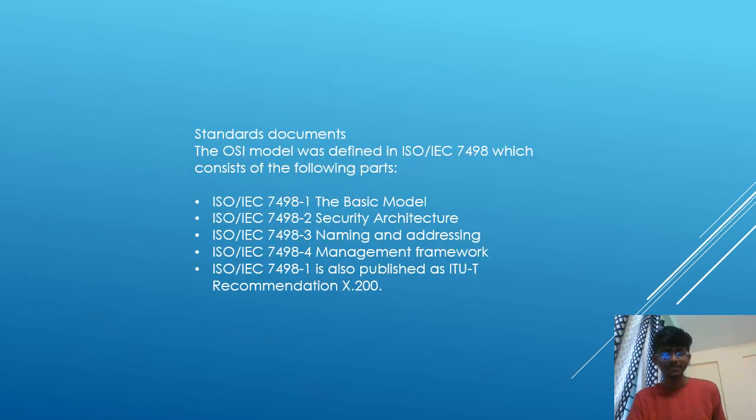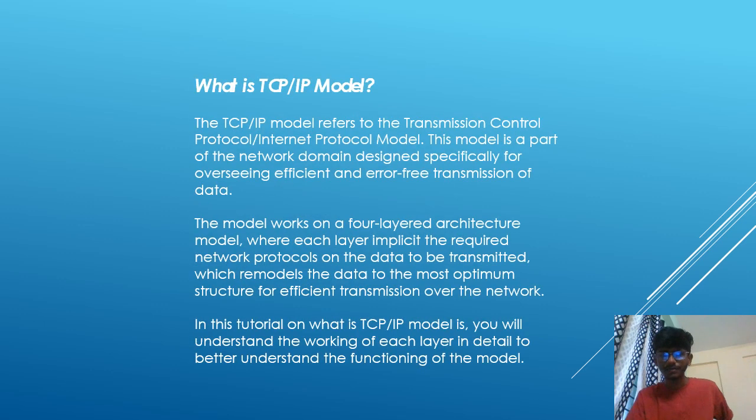These are the standard documents. The OSI model was defined in ISO/IEC 7498, which consists of the following parts: ISO/IEC 7498-1, 2, 3 and 4. These are the basic model, security architecture, naming and addressing, and management framework. It is also published in ITU-T recommendation X.200.